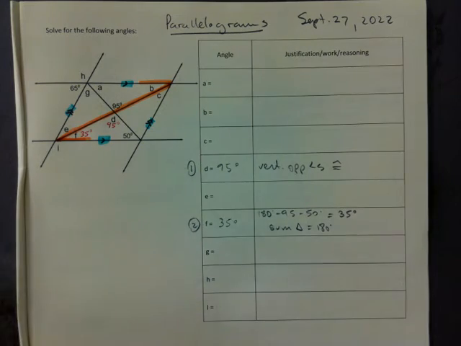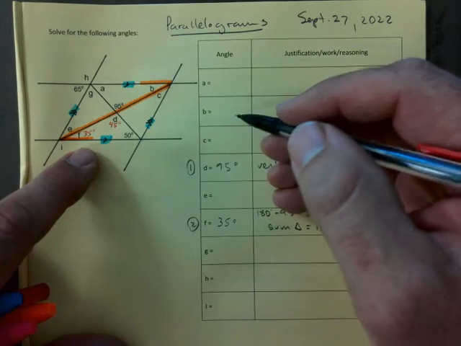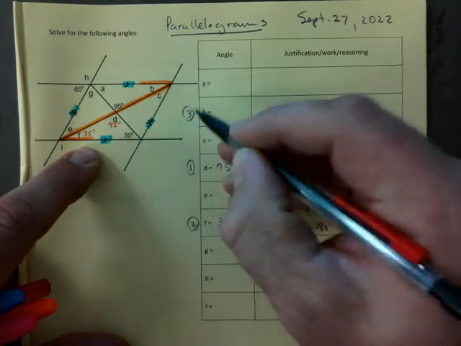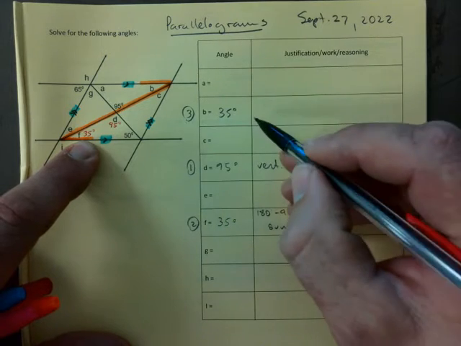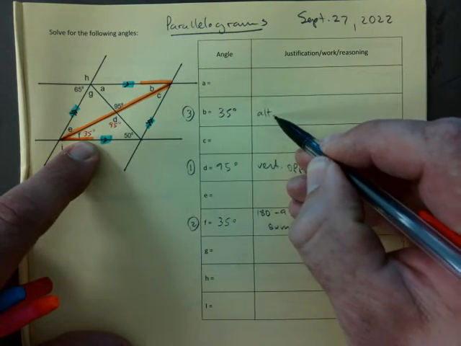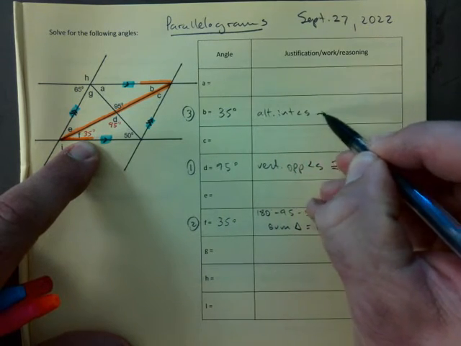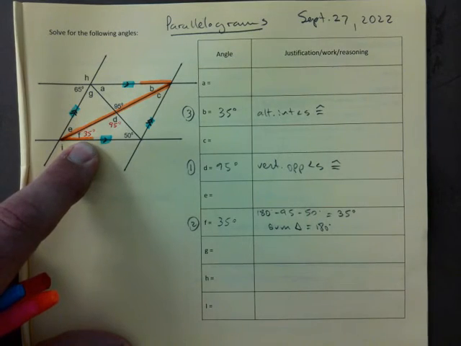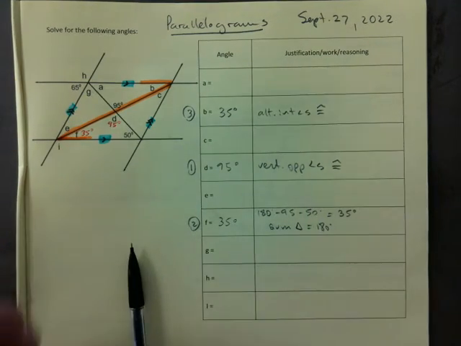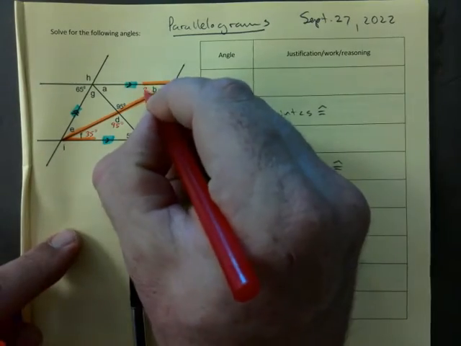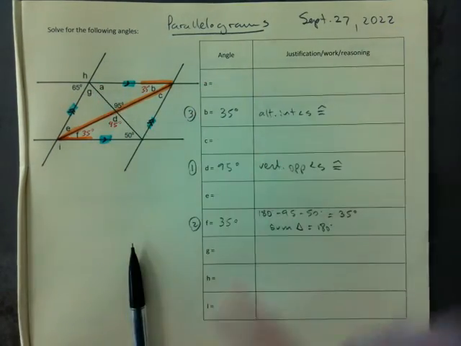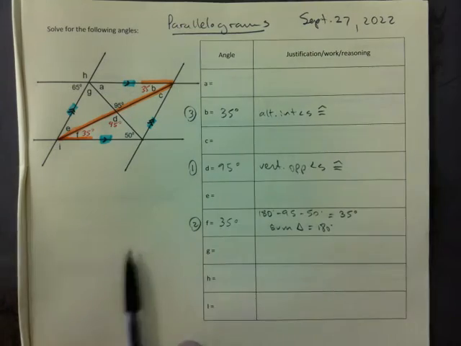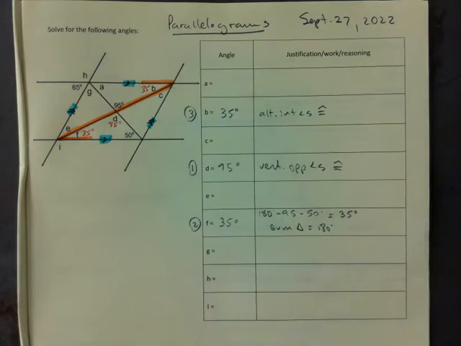Anyways, so I'm going to say that that's 35. And I'm going to use alternate interior angles are congruent. Boom. Right? Okay, so I'm going to write that in. Now I can find A, correct? Sum of triangle. Okay. Question, is there another way of getting A?